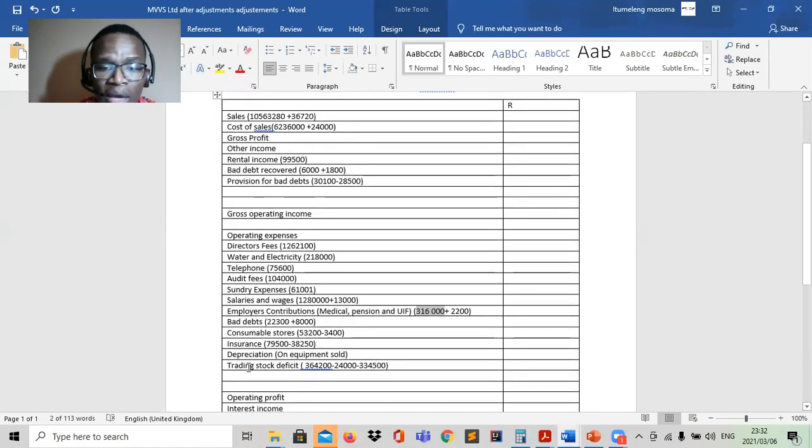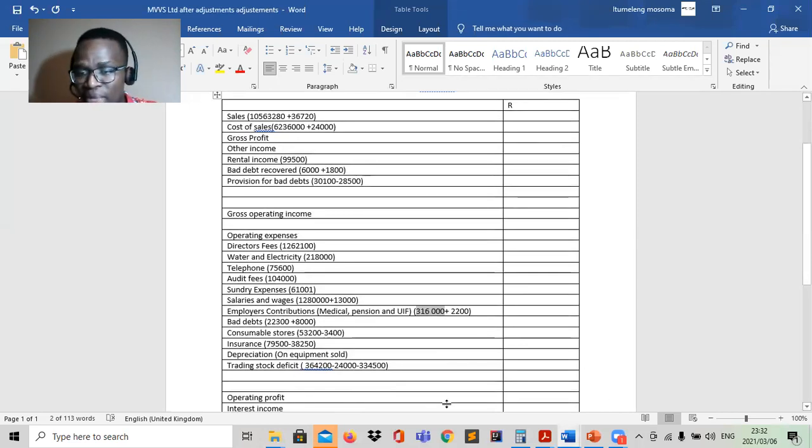So remember, we say trading stock deficit. This is not the opening stock. This is the amount that we see on the trial balance, 364,200, minus the 24,000 that we adjusted in adjustment A, then minus the closing stock as per the physical stock count of 334,500, right? Then that's your trading stock deficit, how you calculate it, right?